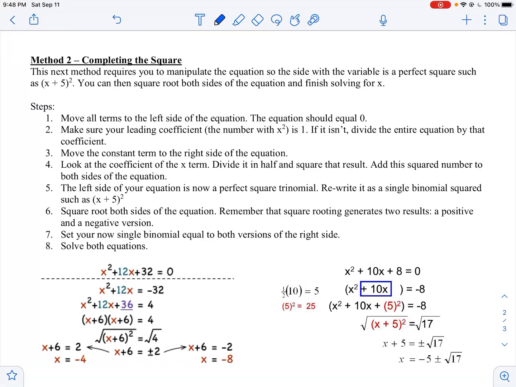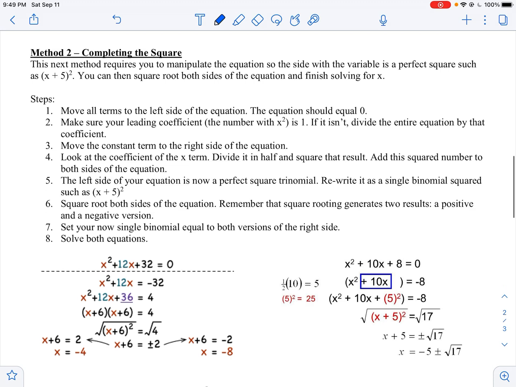Alright, welcome to today's lesson about completing the square. So you should open up your notes to this little section here. It says method 2, completing the square. This is building off what we were talking about yesterday. And it has a bunch of steps here. If you want to read them, go ahead. But I'm just going to kind of explain it verbally.